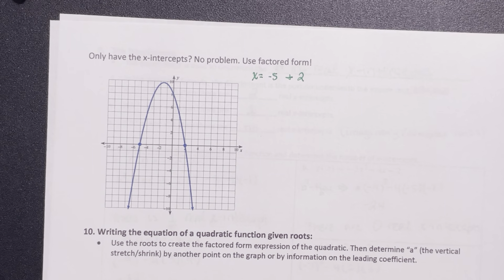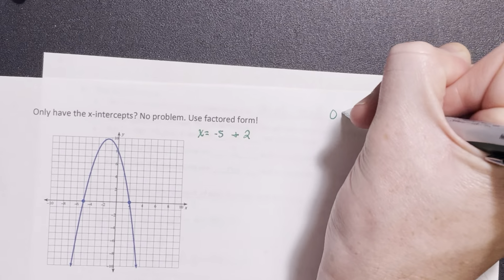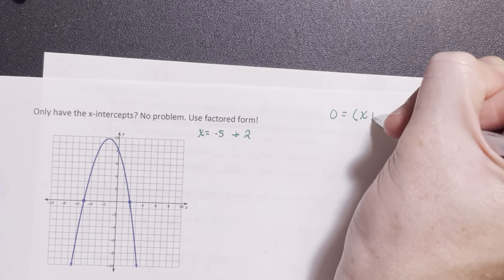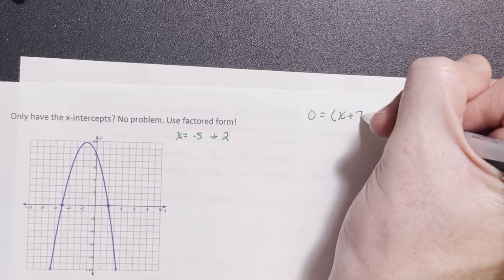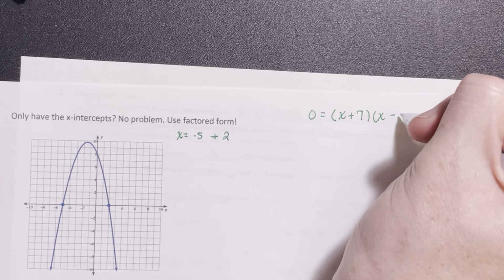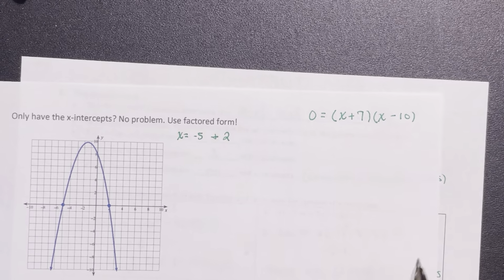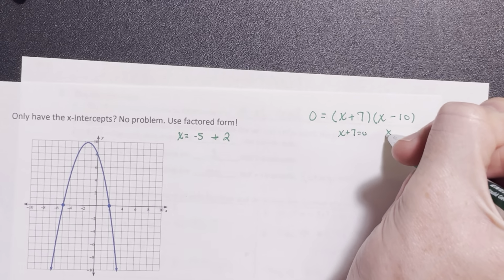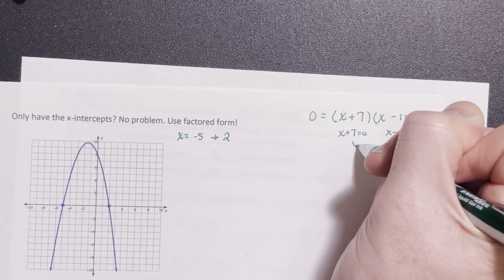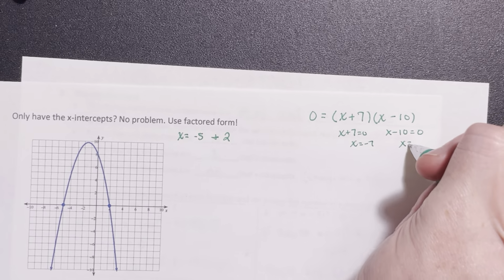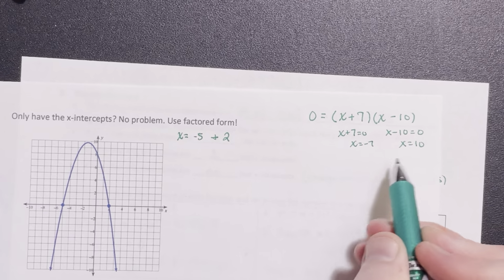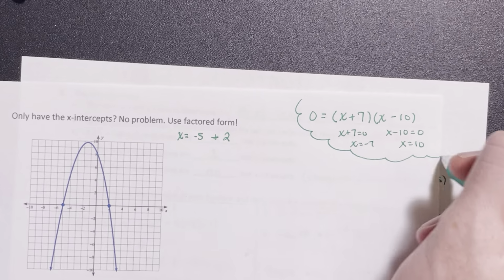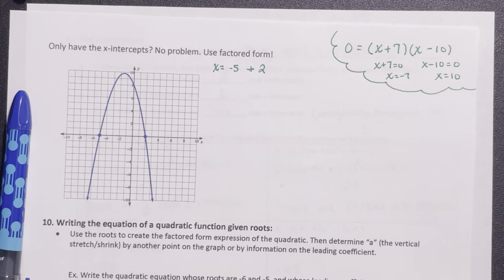Earlier we had used factored form to find the x-intercepts, and we could set each factor equal to 0. So when we had something like (x plus 7) times (x minus 10), something like that, you could set each factor equal to 0 and then solve and get your two x-intercepts. So this one would have been at negative 7 and 10. All right. We're going to use that same idea.